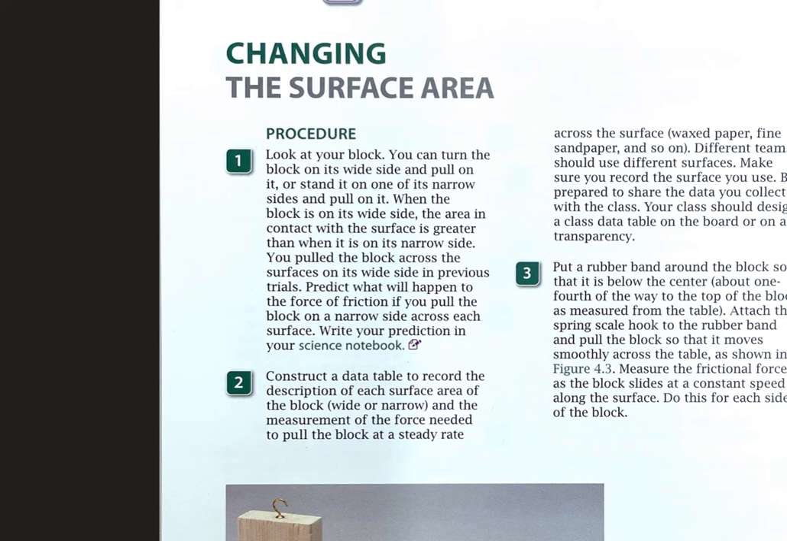Look at your block. And again, you've seen the blocks at this point. You can turn the block on its wide side and pull it, or stand it up on its narrow side and pull it. When the block is on its wide side, the area in contact with the surface is greater than on the narrow side. You pulled the block across surfaces on its wide side in the previous trials. So, predict what will happen to the force of friction when you pull it on the narrow side of each surface. Write your prediction in your science notebook.